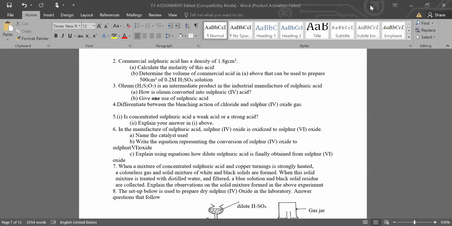Then when it comes to the one of sulfur 4 oxide, when sulfur 4 oxide is put in water, it forms H2SO3, the sulfuric 4 acid. When sulfuric 4 acid is in solution form, we have the sulfite ions and the hydrogen ions. The bleaching part comes in when the SO3 is added oxygen. Of course, it will form SO4.